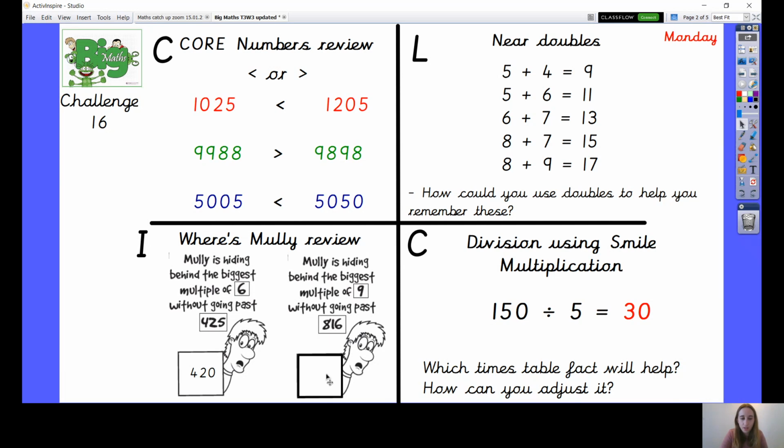Okay, the multiple of 9 that Molly is hiding behind is 810. So I know that 81 is a multiple of 9 because 9 times 9 is 81. So 810 must also be a multiple of 9 because I've multiplied 81 by 10. So that is 90 times 9.